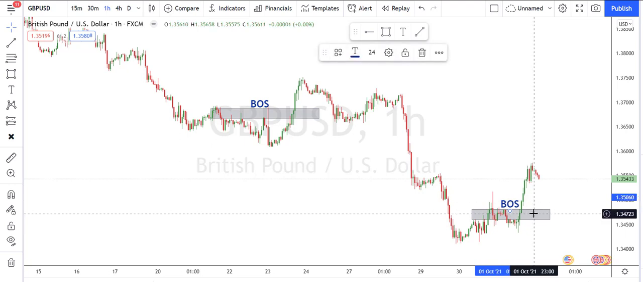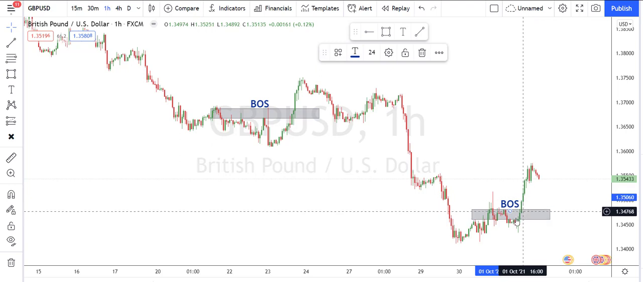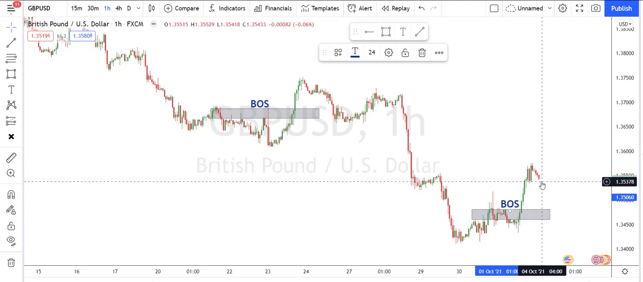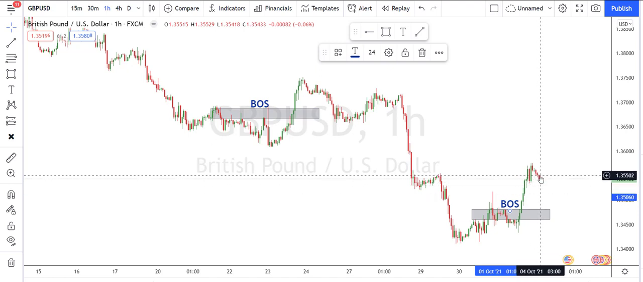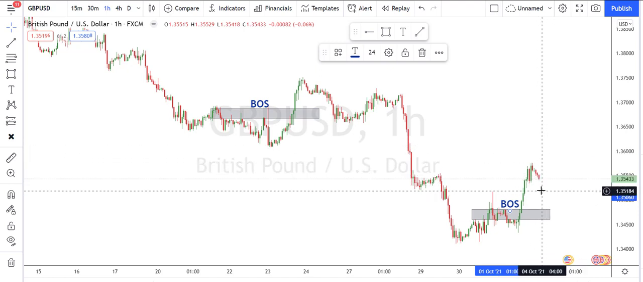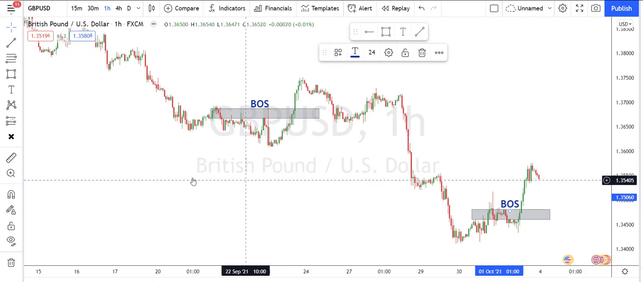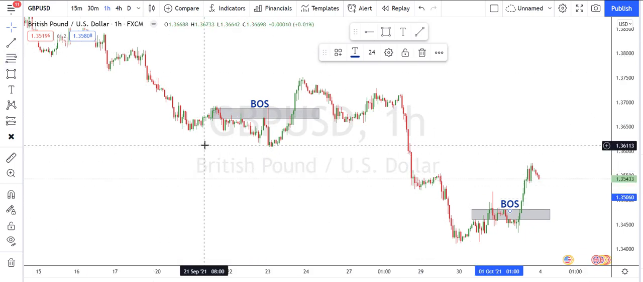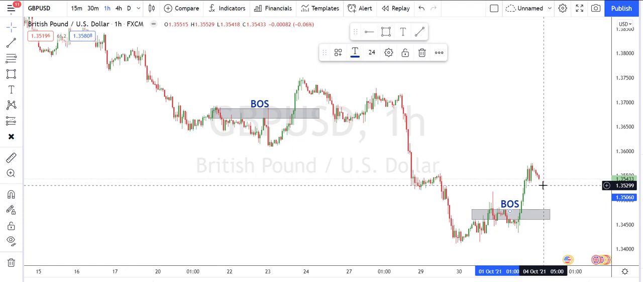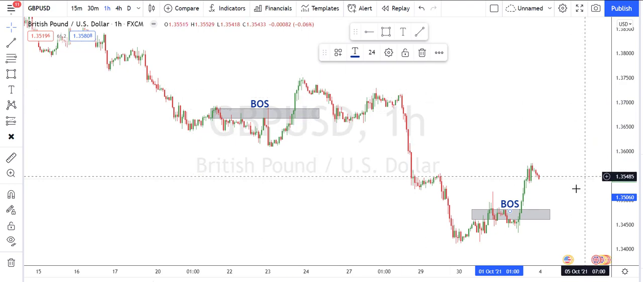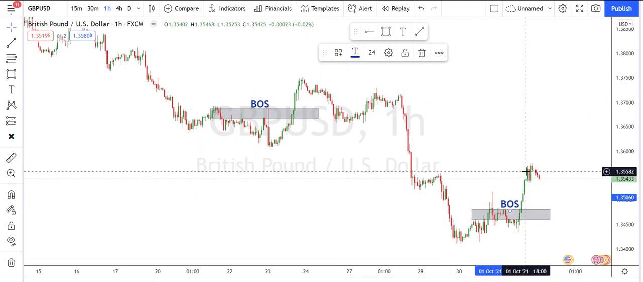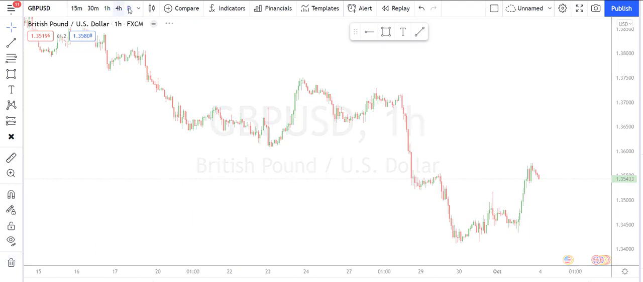Now, if we think about this structure right here, we are actually assuming that price will hold the structure and will go bullish. Now, you might have a question in mind at this point: price couldn't hold the structure right here, so why will price hold the structure here, right? To get the answer, we have to move back to the daily.